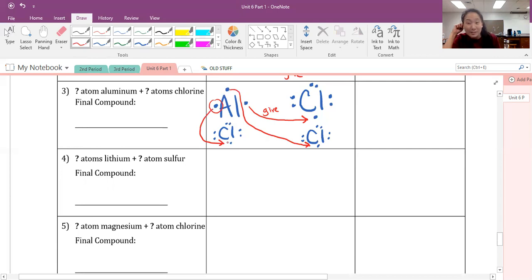So now when that happens, what's the ratio? How many aluminums to how many chlorines to achieve our neutral compound here, right? So another way to think about this is that you know aluminum's in the 3rd column. So you know that it's going to have a +3 charge, right?